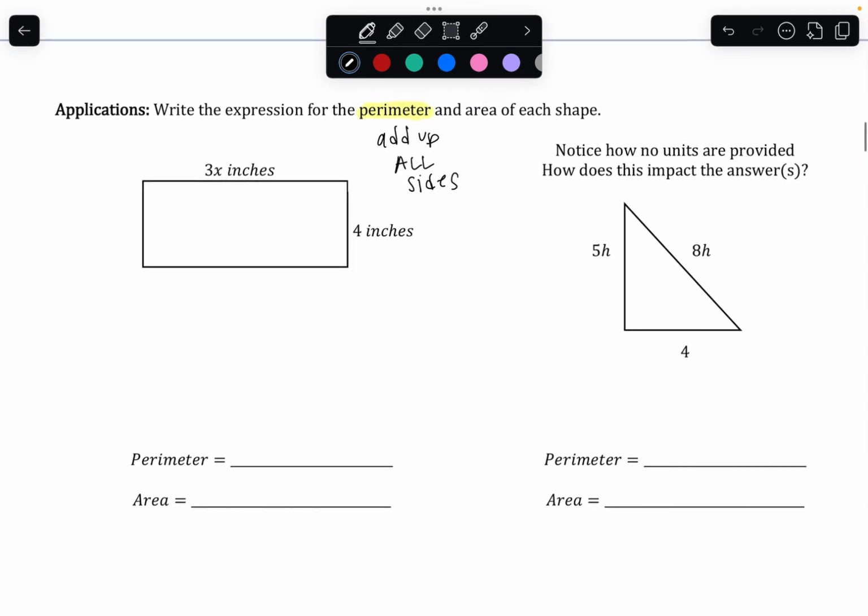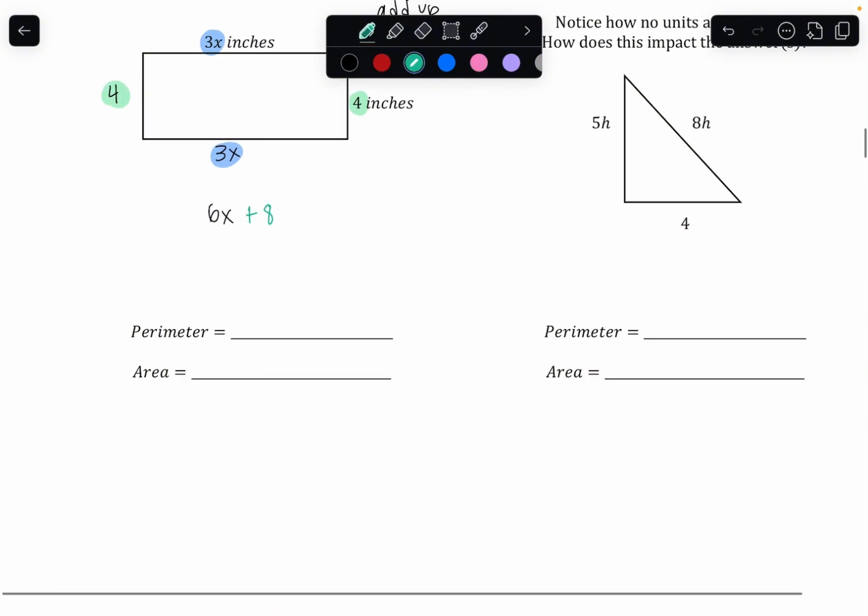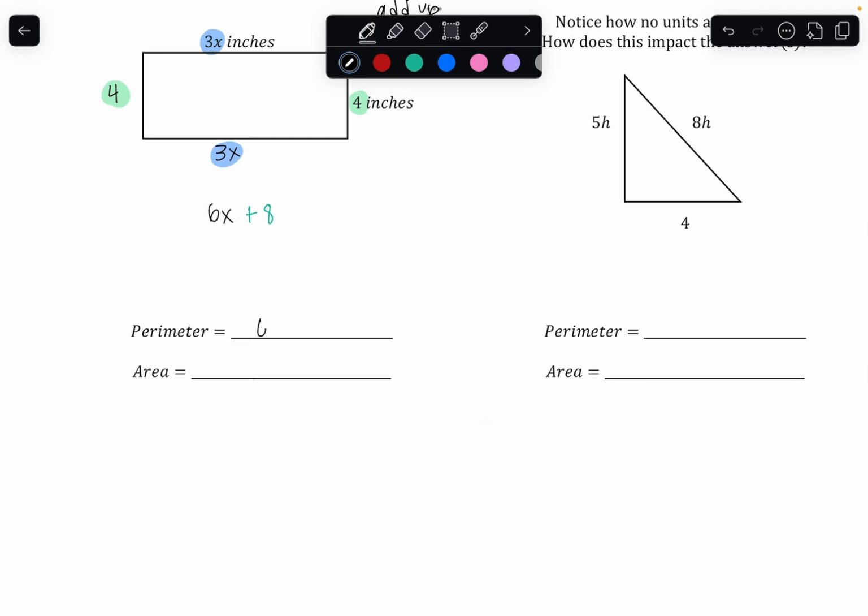Okay, and so here we have a rectangle. We have 3x inches along the top and then 4 inches along the side. That means along the bottom is also 3x and along the left side is also 4. And so when we add up the sides, we need to combine our like terms. So we have 3x plus 3x, which would be 6x. And then we have 4 plus 4, which would be 8. And so our perimeter is 6x plus 8.